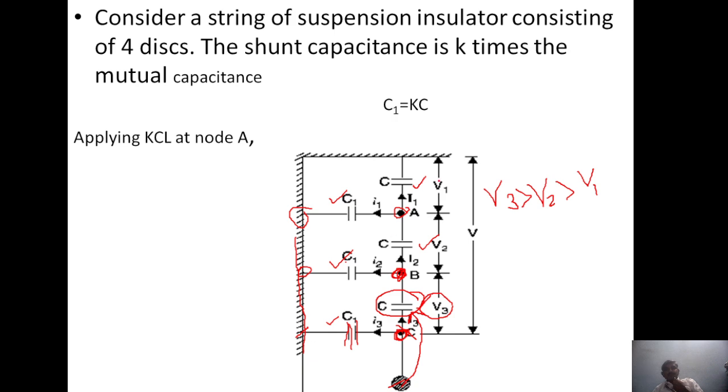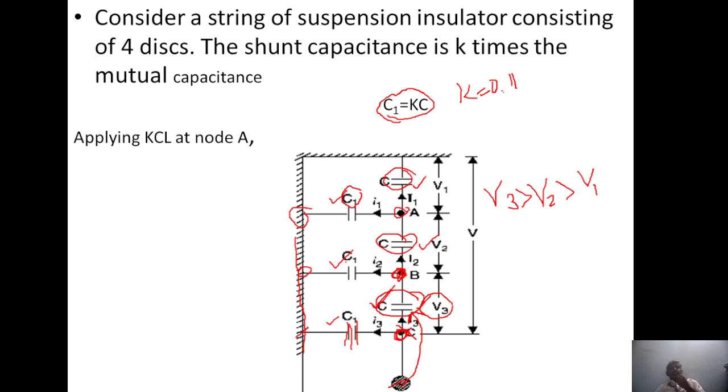Similarly, due to the insulating disk you form a capacitance between the two metal pins, which is called mutual capacitance, C. Usually the value of C will be larger compared to C1. C1 will be only a fraction of C, so you can write C1 equal to K into C. The K value will be maybe 0.1 or 0.2, only 10% or 15% of the mutual capacitance.